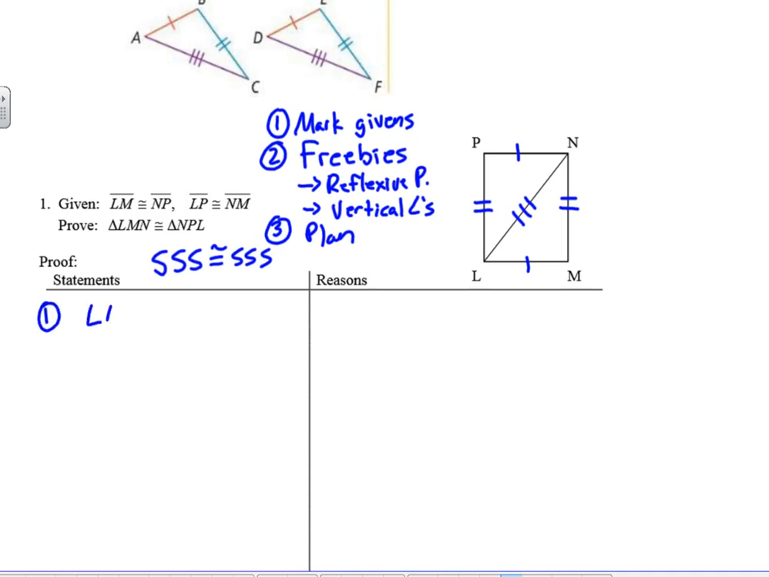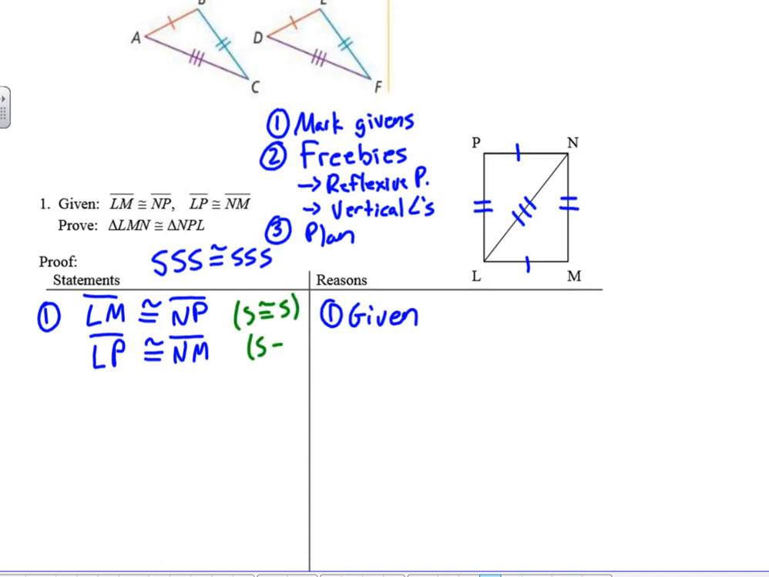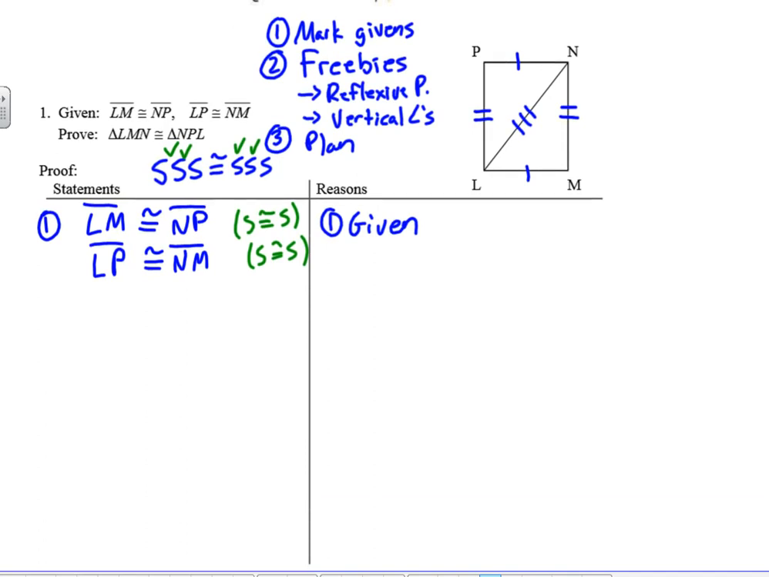I'm going to start off with our givens. LM is congruent to NP, and LP is congruent to NM. And what have we accomplished with that? Well, we've already got a side congruent to a side and a side congruent to a side. So we've got kind of 2/3 of our plan taken care of. And so we need to get our third side. And the way that we get the third side is with the reflexive property. So we say LN is congruent to LN.